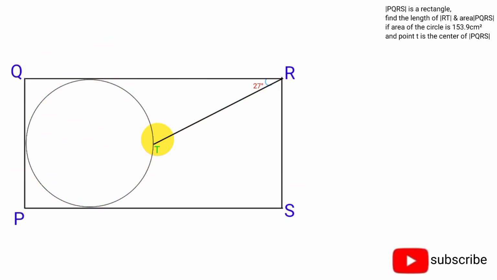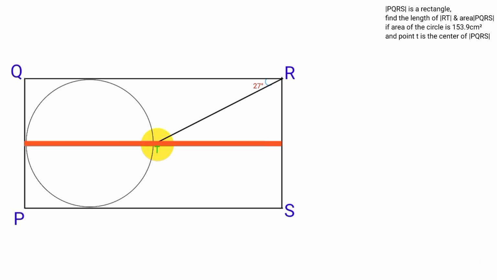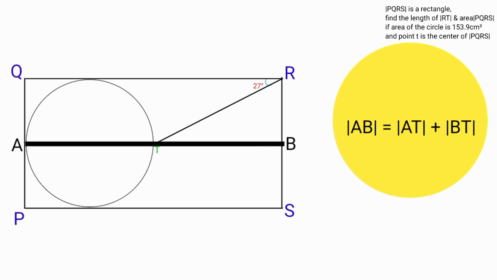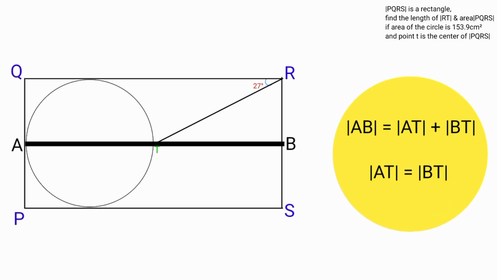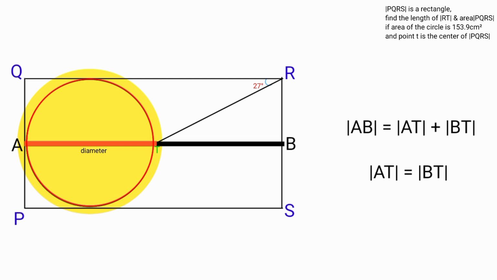Since this point T is the center of the rectangle, if we draw a line parallel to this line PS through this point T, definitely this point T is going to bisect it. So let's label this point A and this here B. Now write it out here that line AB is equal to line AT plus line BT, and line AT equals line BT, because this point is bisecting it, which means dividing it into two equal halves. So if you look here now, this line AT is a diameter of this circle.